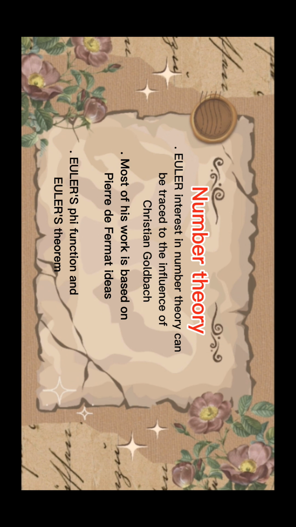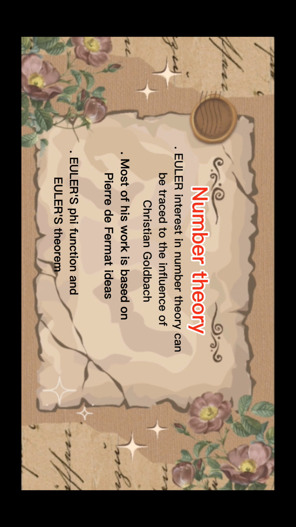Number theory. Euler's interest in number theory can be traced to the influence of Christian Goldbach. Christian Goldbach was a friend of Euler in St. Petersburg in Russia. Most of his work is based on Fermat's ideas. Because after Fermat died, Euler continued and further developed many of his solutions. Euler's phi function and Euler's theorem.